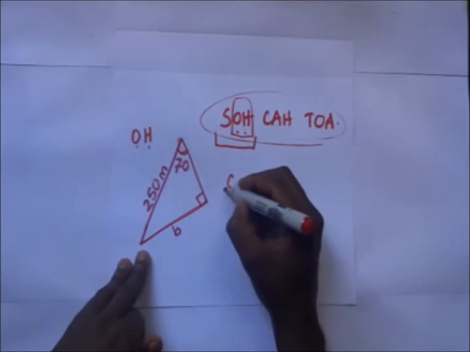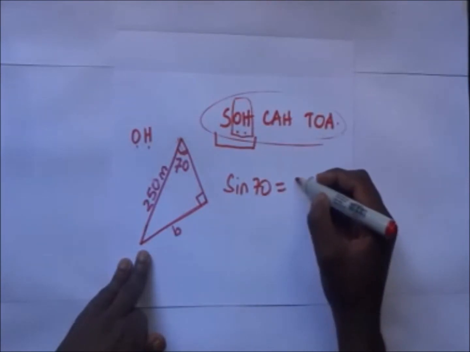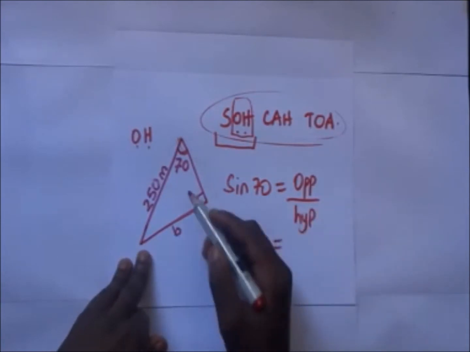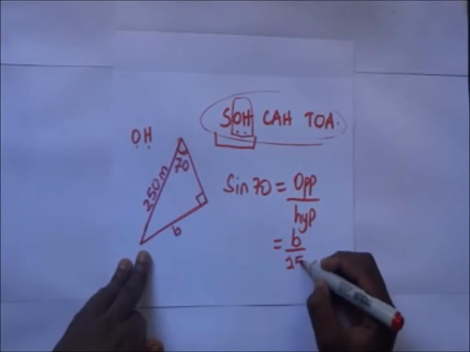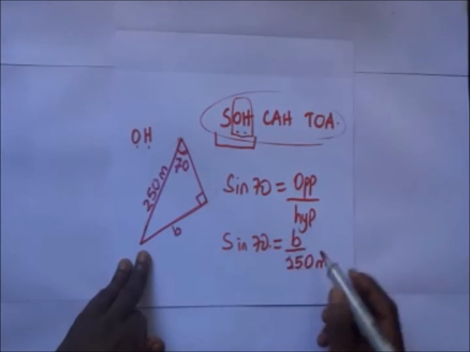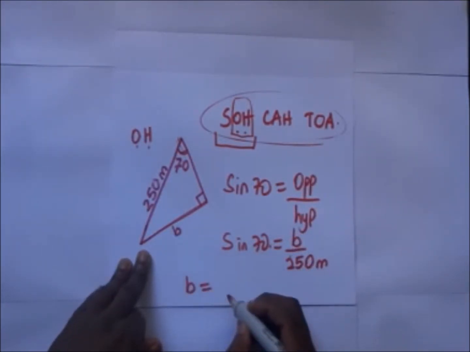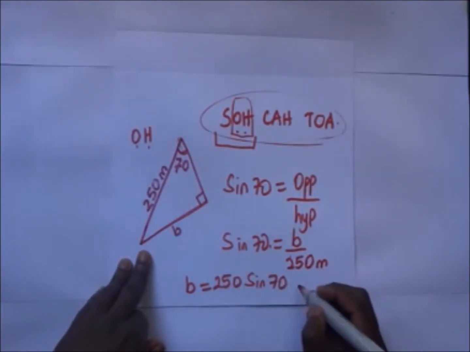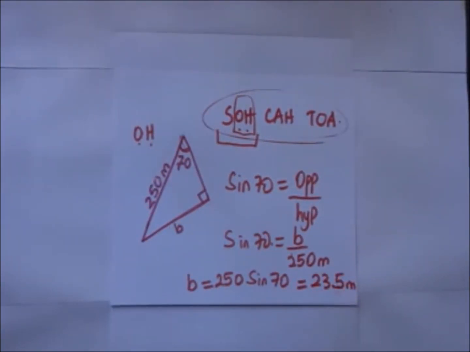So sine of that angle, which is 70, is equal to the opposite over the hypotenuse. The opposite is b, which we are looking for, over the hypotenuse, which is 250 meters. When we make b the subject of the formula, we end up with b equal to 250 times the sine of 70. And our answer here is 235 meters.